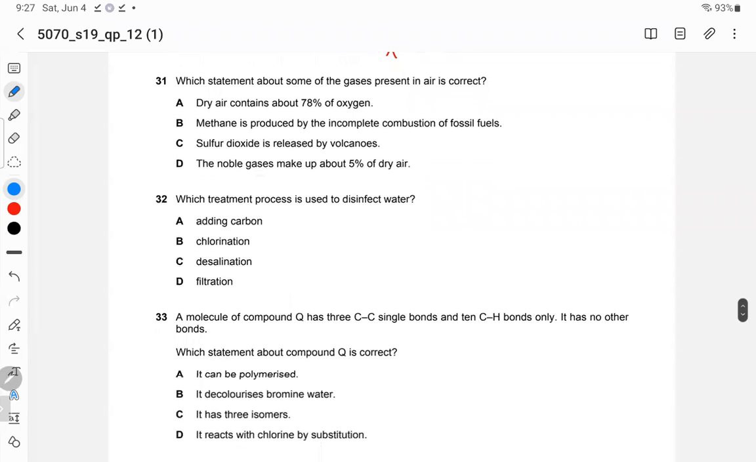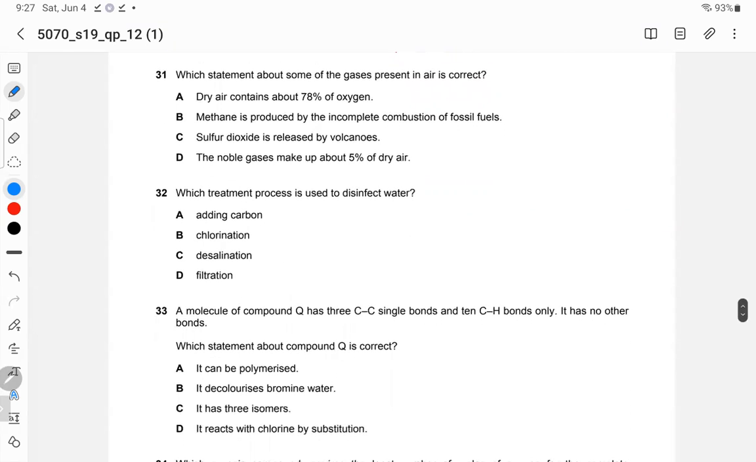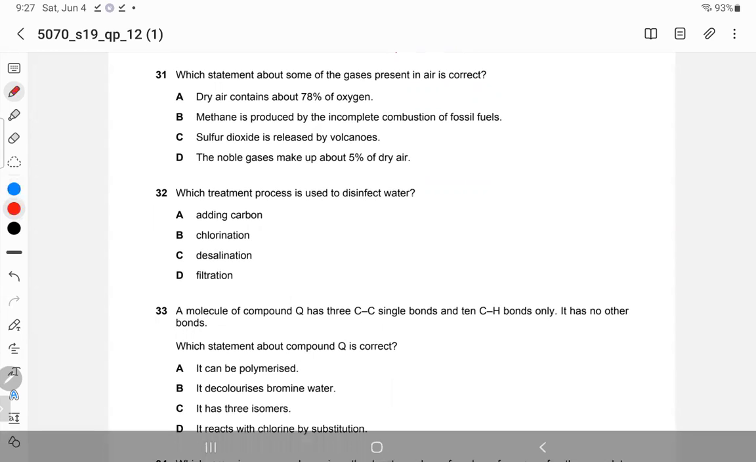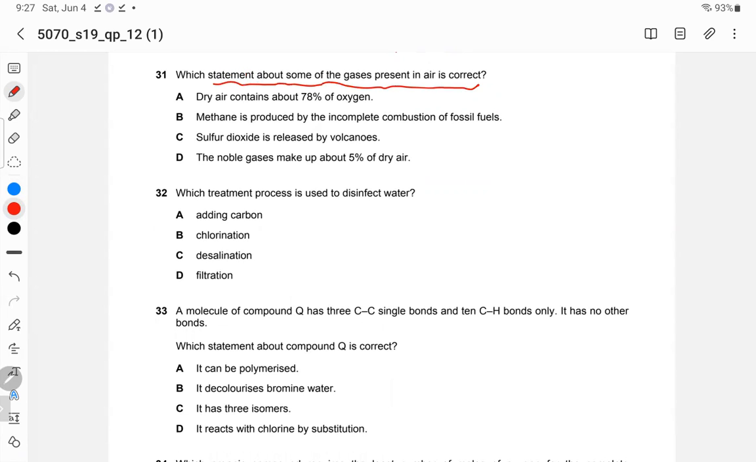Okay. Now question number 31. Which statement about some of the gases present in air is correct? Dry air contains 78% oxygen. Is this statement correct? No, sir. There is only 20 or 21% oxygen.